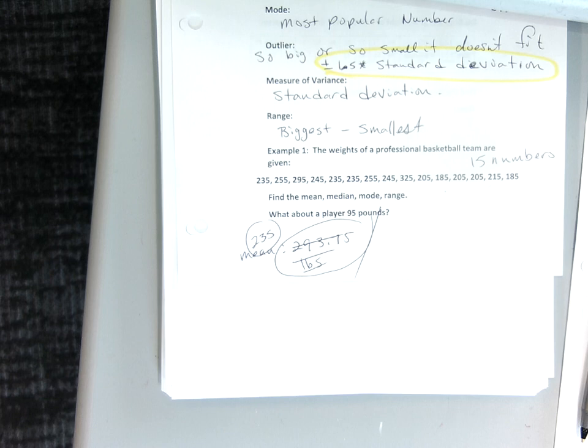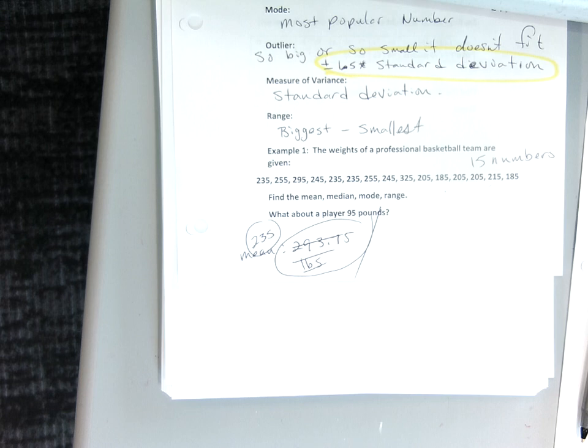All right, cool. What's my mode? What's the mode? Is it 205? Or is it 235? Wait, how do you say mode again? It's the most popular number. It's 235 or 205. So it's both. Yeah, so it's bimodal, right? Bimodal. Okay, what's the range?